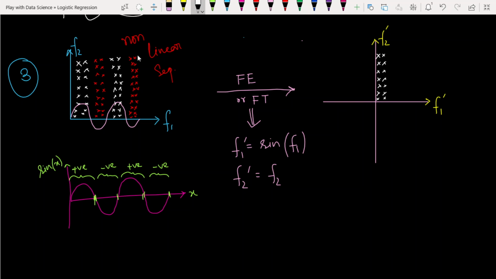Now let's see the red portion of our data. In this left portion, what will be the sine value? The sine value is negative, so f1 dash is negative, and f2 stays the same. So this portion of the data will be plotted here, because f1 dash is negative in this region.